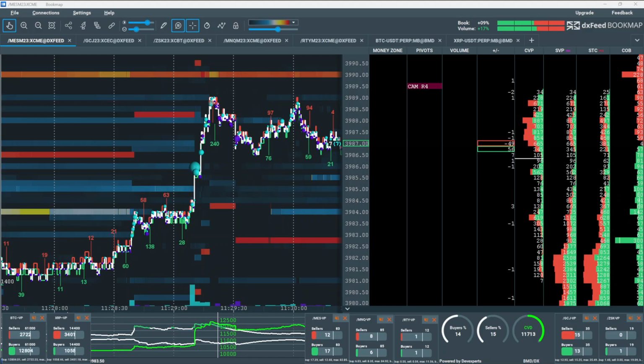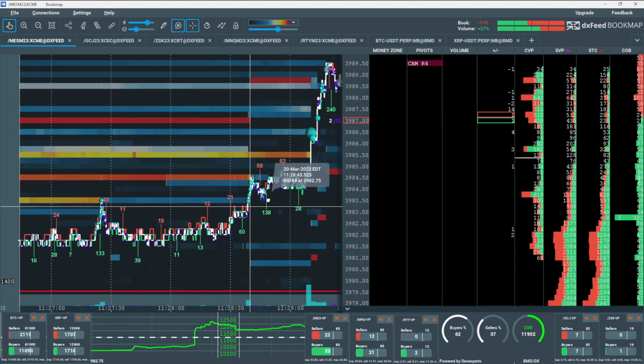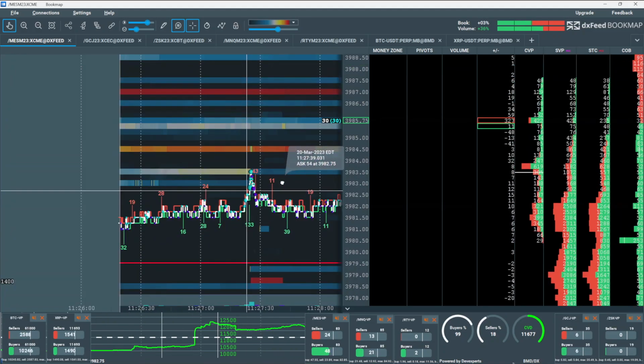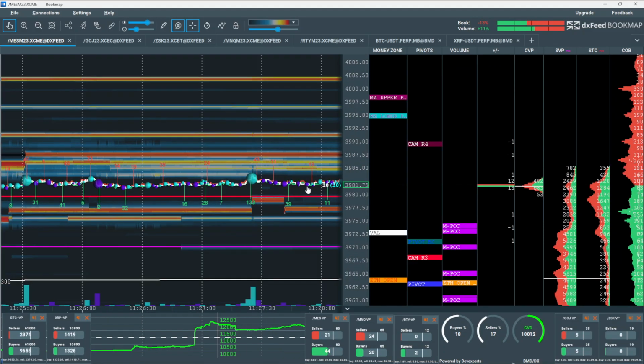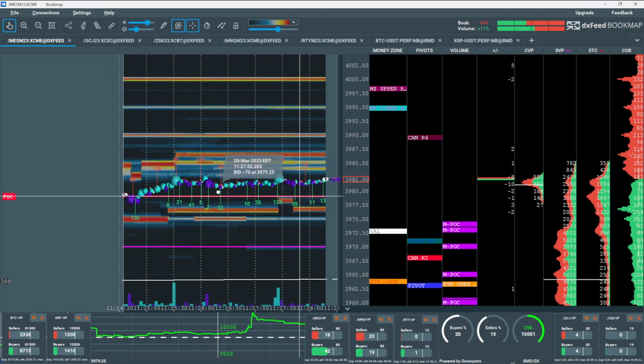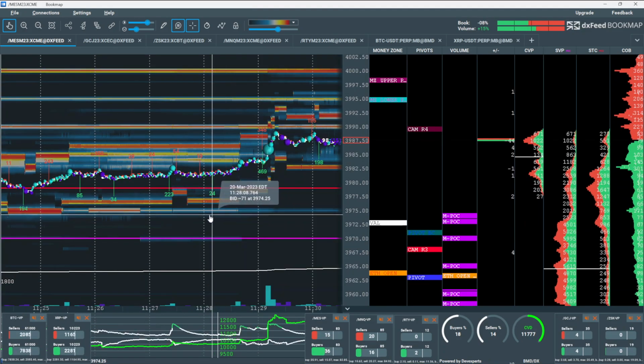Hold on one second, let me just make some adjustments here. Right, so 11.25. Let me just find this on Bookmap here. 11.25 was my first short entry. So I think I kind of jumped the gun a little bit on this short entry right here.